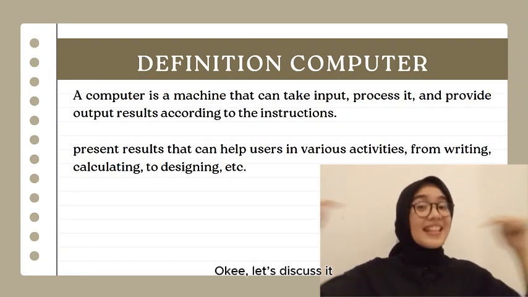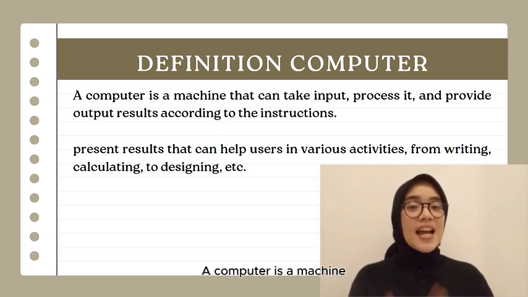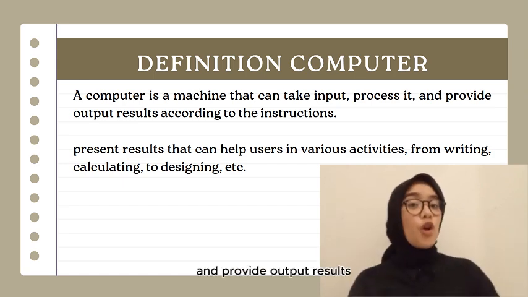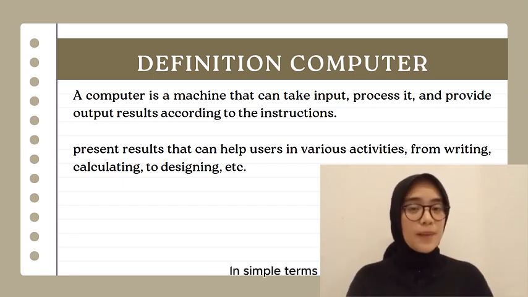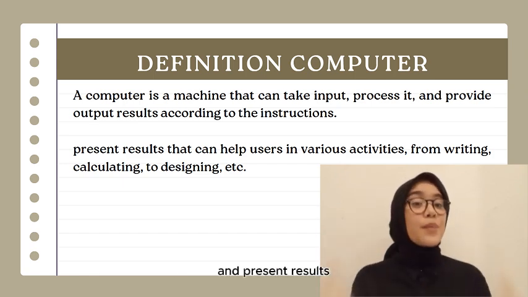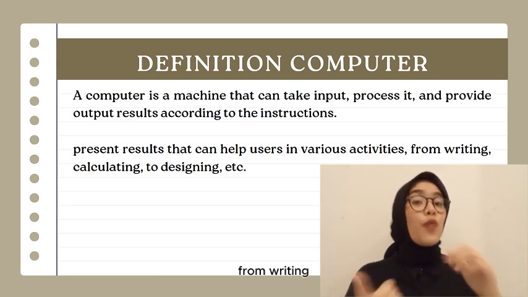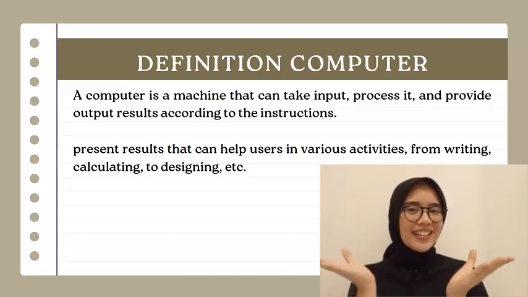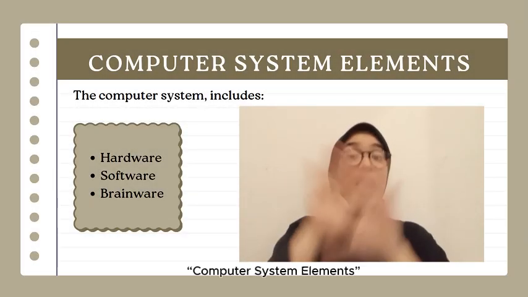Okay, let's discuss it. Definition: computer. A computer is a machine that can take input, process it, and provide output results according to instructions. In simple terms, a computer can process information, store data, and present results that can help users in various activities, from writing, calculating, designing, etc.